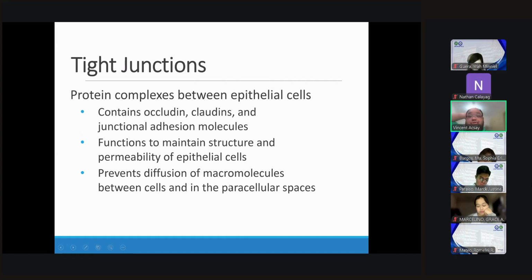Last is tight junctions. These tight junctions are protein complexes that exist between epithelial cells. They can contain proteins like occludin, claudins, and junction adhesion molecules. They are designed to maintain structure and to adjust the permeability of epithelial cells. These prevent diffusion of macromolecules between cells and in paracellular spaces, as in the picture.